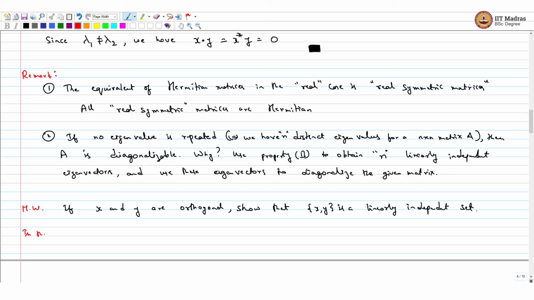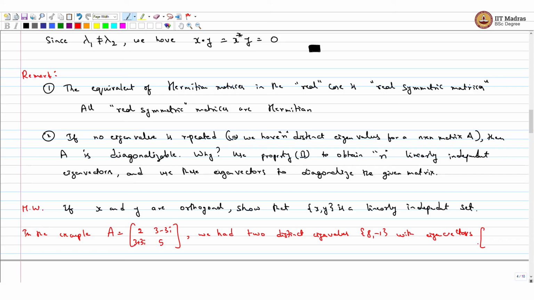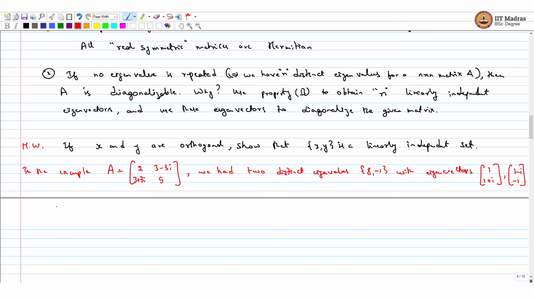So in the example where A was 2, 3 minus 3i, 3 plus 3i and 5, we had two distinct eigenvalues, 8 comma minus 1, with corresponding eigenvectors 1 comma 1 plus i and minus i comma minus 1. So A is diagonalizable.